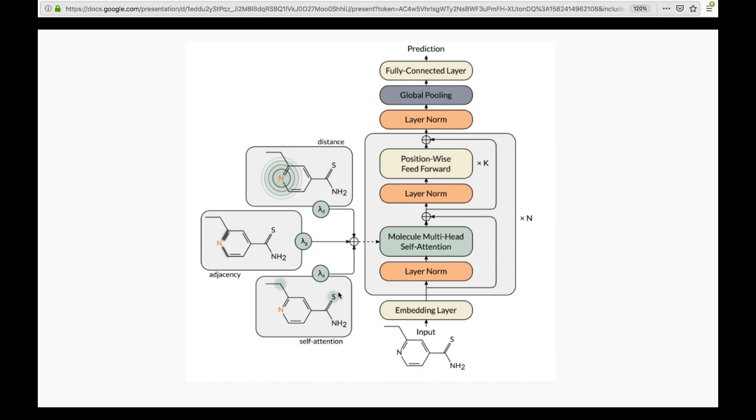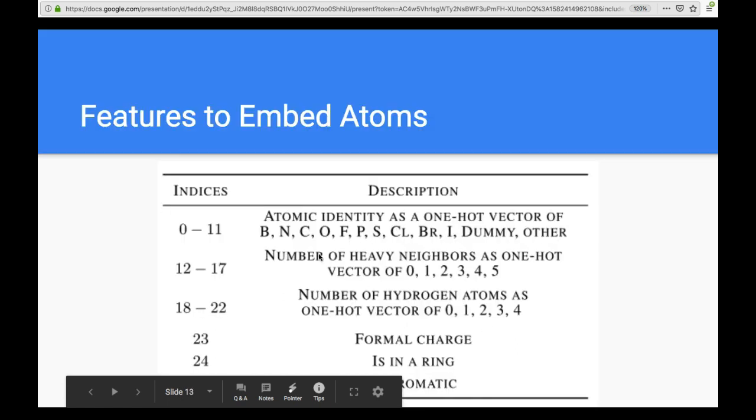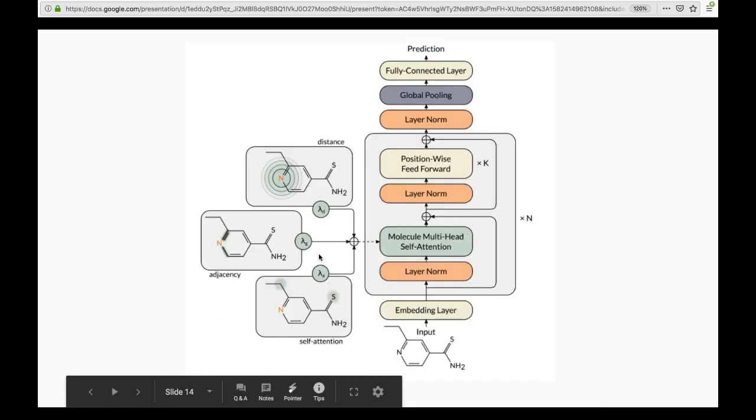Oh, this is the whole picture of the molecule transformer. So basically, your input is this one, and you will have a representation vector for each atom, and we will list those vectors just in order. So just imagine every atom is a word, and a molecule is a sentence, right? So your embedding layer basically is here. That will give you the embedding.